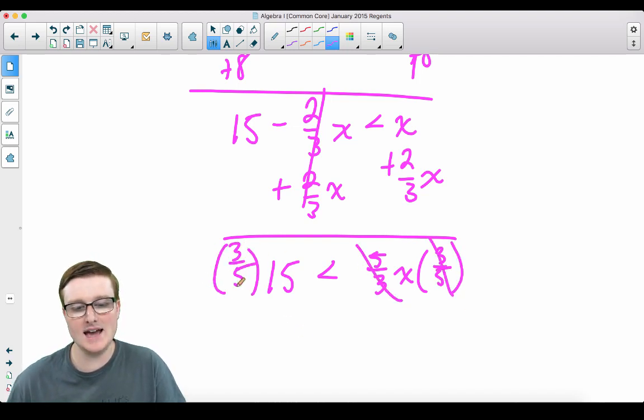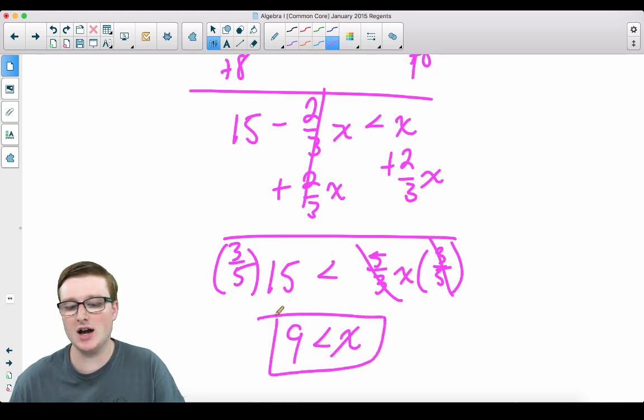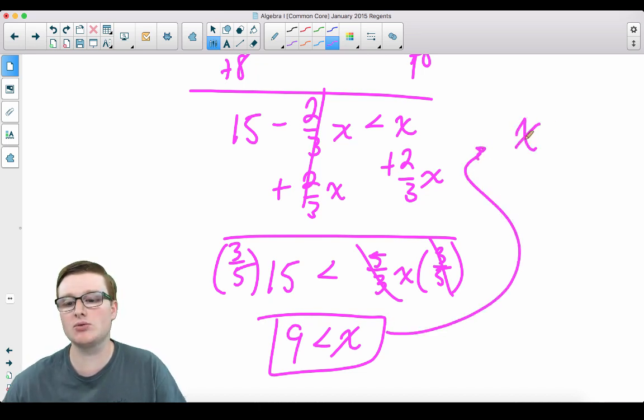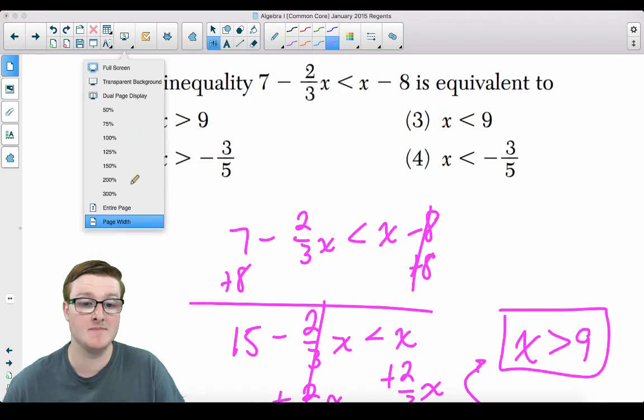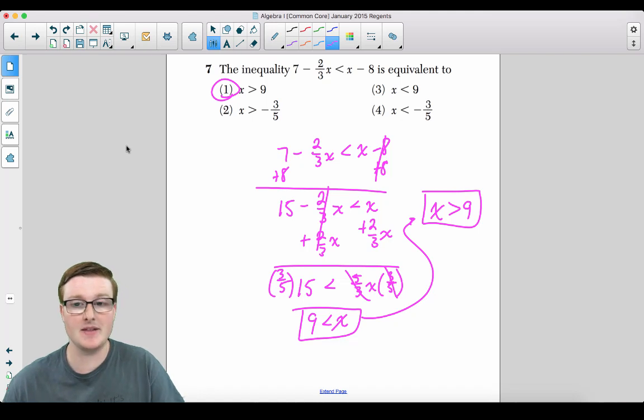So now I get 9 is less than x. That's your answer. But that's a little weird way to write it. You are probably used to seeing it as x is greater than 9. So that is the answer, choice 1. All right, and that's how you do that inequality.